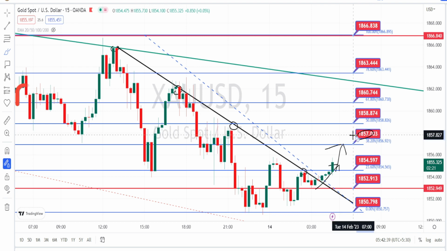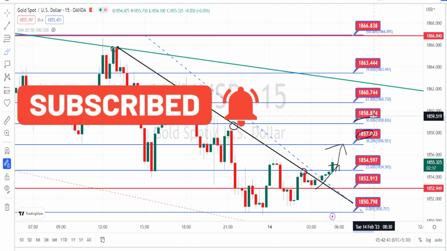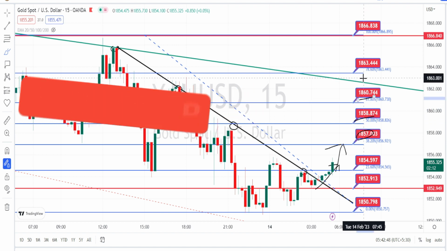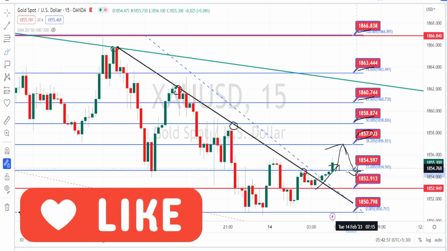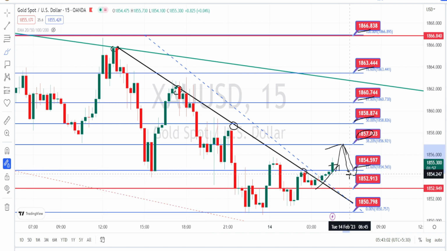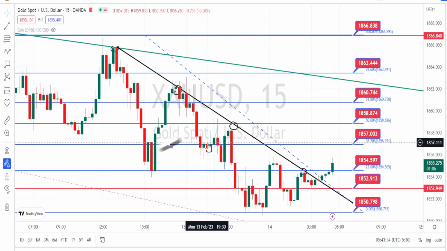Once this resistance level of 1857 is broken, next level of resistance is going to be around 1858, 1860, 1863 and 1866. And on the bearish side, if the price action breaks the support level of 1854 and starts its bearish side trend, next level of support is going to be around 1852 and 1850, which means that it will be breaking this trend line or the support line, and it will be the confirmation on the continuation of the current bearish trend. That's all the analysis for today.